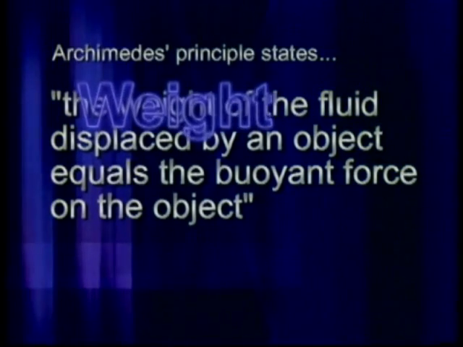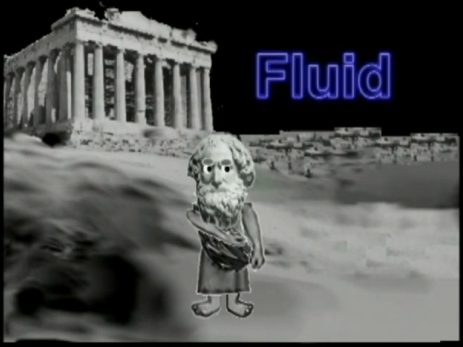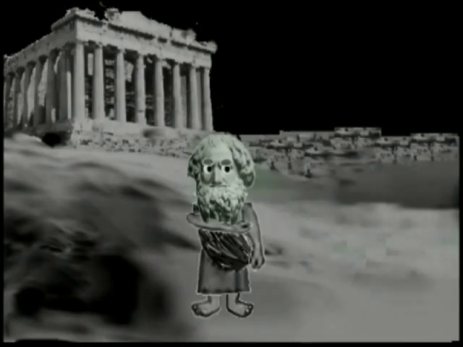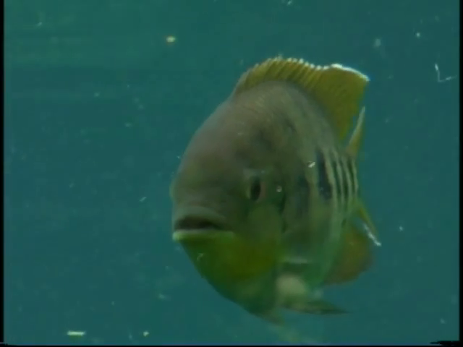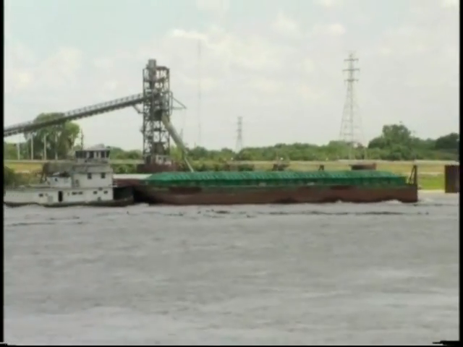Okay, so now we know what weight is. But in order to understand Archimedes' principle, we still need to go over 3 other terms. Fluid! Objects float in fluids. So if we want to understand floating, we first need to understand what a fluid is.